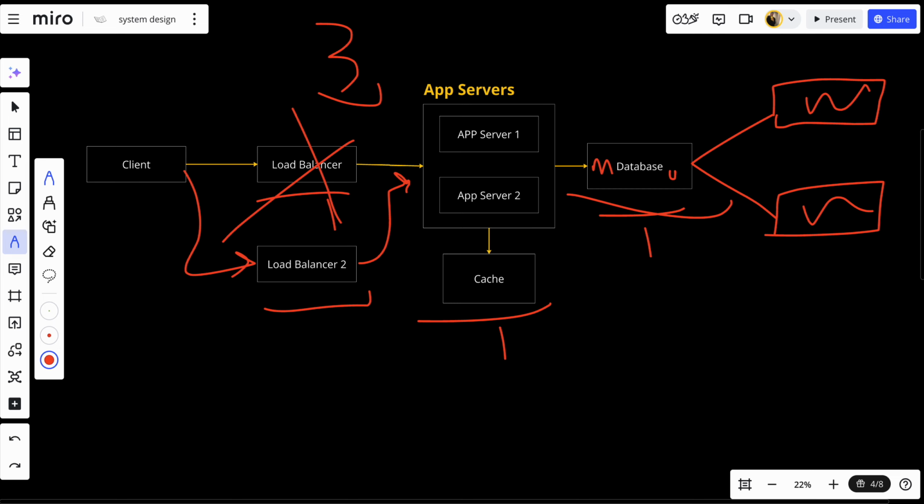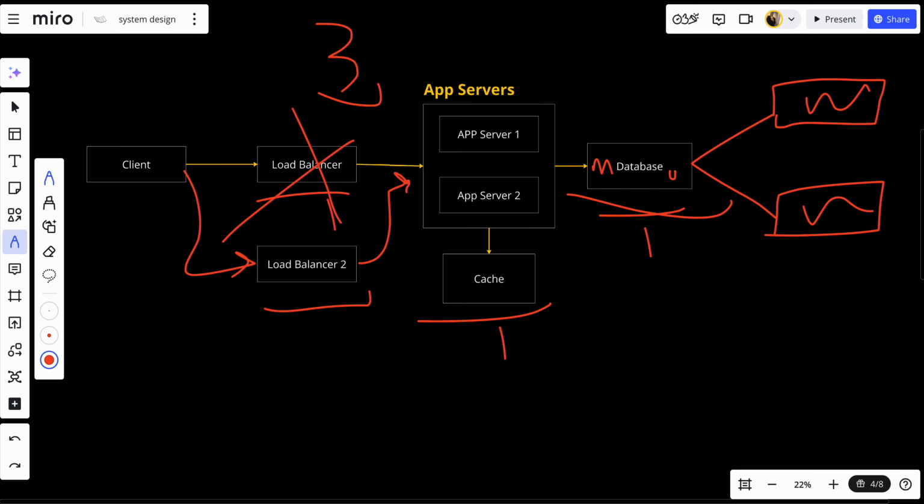Also, we can work on graceful handling of failures. We can design applications to gracefully handle failures. For example, if a service that provides user recommendations fails, the application should still function, perhaps displaying a message about limited features instead of crashing.